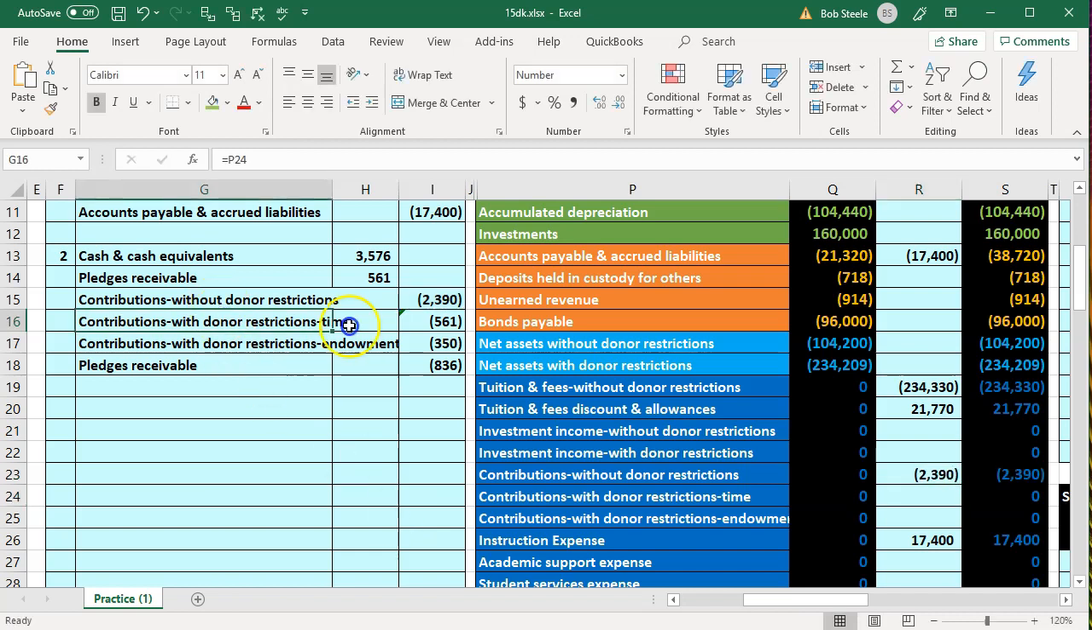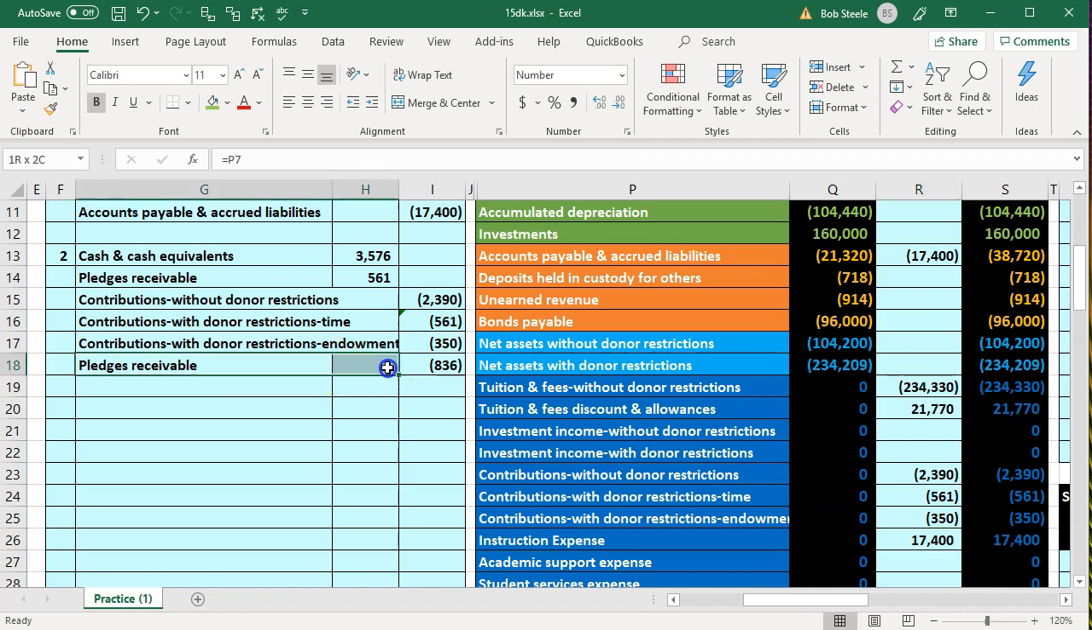Then we have contributions with donor restrictions, that restriction being time. So we're going to scroll down to the contributions with donor restrictions, that restriction being time. And we'll scroll back up and we're going to pick up the 561 and enter. Then we have contributions with donor restrictions for the endowment. So we'll go over to the R25 equals, and we'll pick up the 350 and enter.